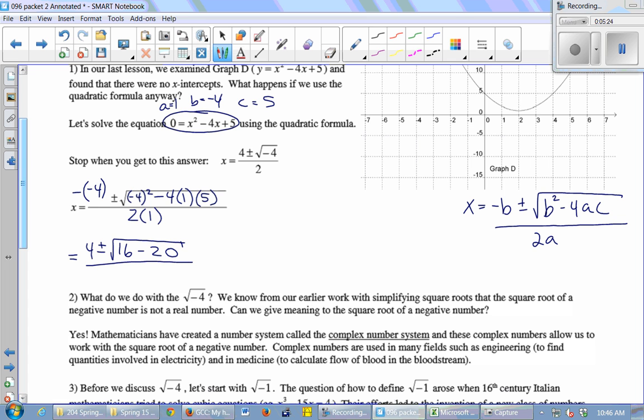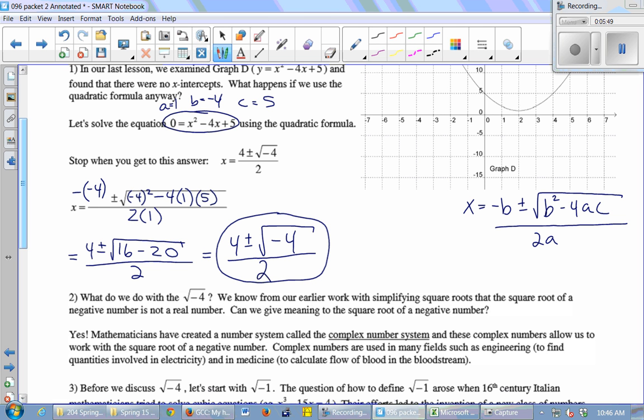All over 2 times 1, which is just 2. All right, so one more step here and I will stop. So I'm going to have 4 plus or minus the square root of 16 minus 20, which is negative 4, all over 2. Okay, so this is where we were supposed to stop. We got 4 plus or minus the square root of negative 4 over 2.